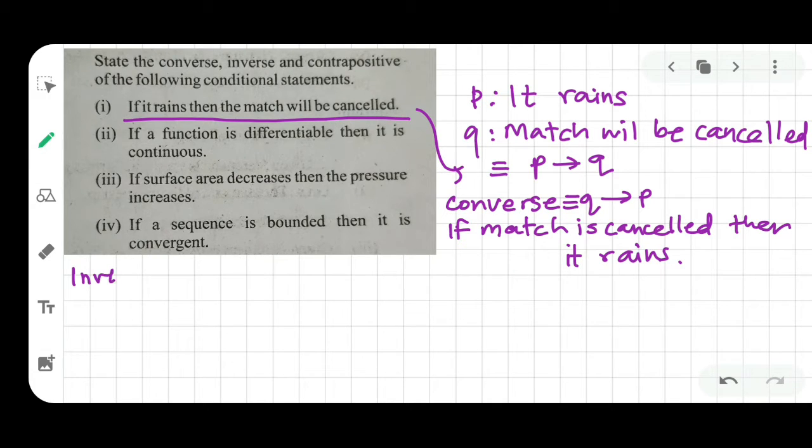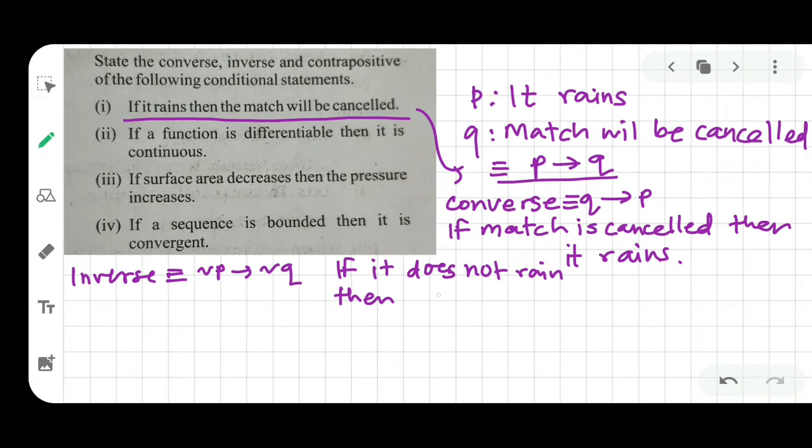Now what is the inverse? So we know in the symbolic form the inverse is not P implies not Q. The inverse of the original, okay, we are not taking the inverse of the converse, so it's the inverse of the original statement. So not P implies not Q, and in words it is: if it does not rain, then the match will not be cancelled.